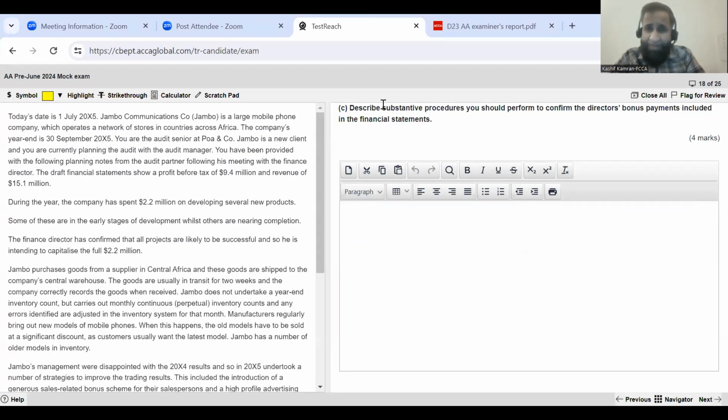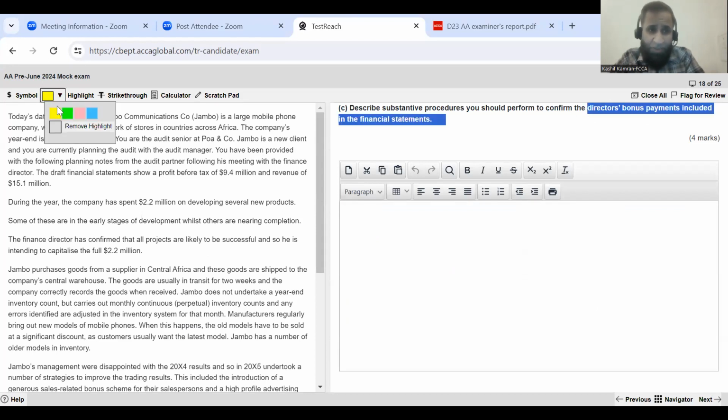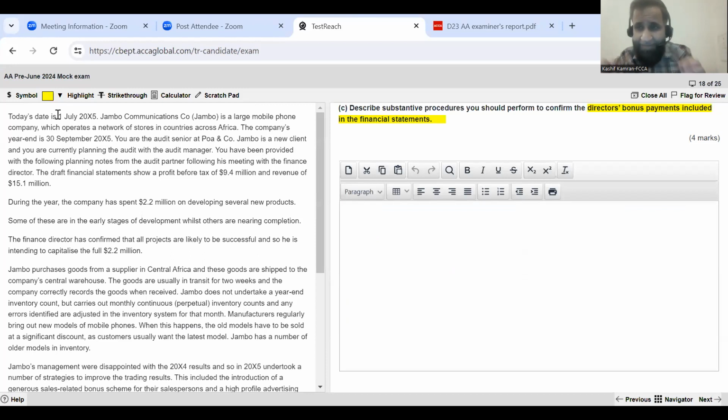and it says, describe the substantive procedures you should perform to confirm director bonus payments included in the financial statement. Now, director's bonus payment included in the financial statement. Is this a direct answer? Or is director bonus payment given in the scenario? Should I read the scenario about what exactly is director bonus payments? I should read it. There should be something in the scenario, and I can connect with it.